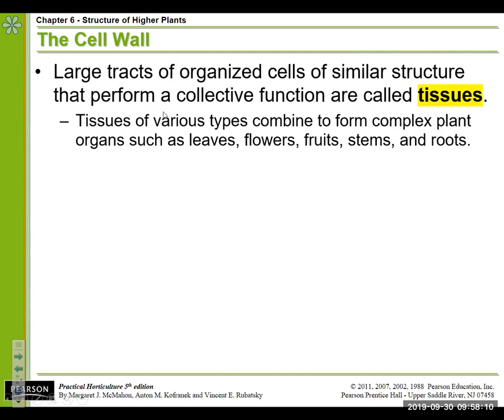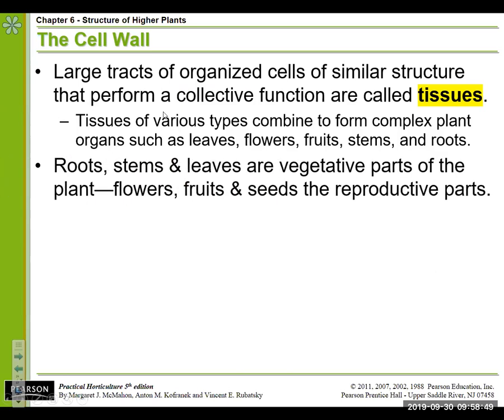So as I mentioned earlier, the cell is the basic unit, but when we have all kinds of cells being organized, form a similar structure that has a collective function, we call those tissues. So think of tissues as kind of the basic structural component of the organs. So cells make up tissues, tissues make up organs. It's the same as it is in humans, but the organs are different, right? We have leaves, we have flowers, fruits, stems, and roots. What we're thinking of as kind of the basic divisions of tissues in the plants.